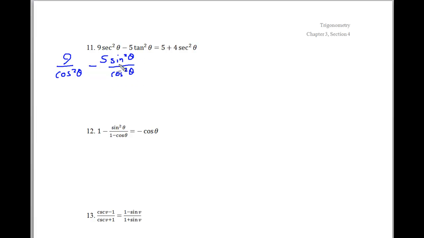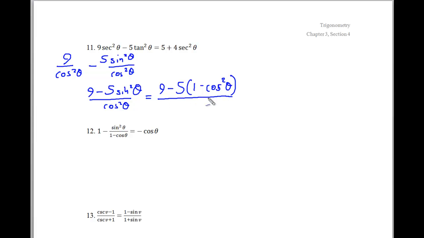And what's kind of neat about that is now we have common denominators. So we're going to have 9 minus 5 sine squared theta over cosine squared theta. We know that sine squared theta can be rewritten, and I'm going to rewrite my sine squared theta as an equivalent expression with 1 minus cosine squared theta. And this is derived from our sine squared theta plus cosine squared theta equals 1.